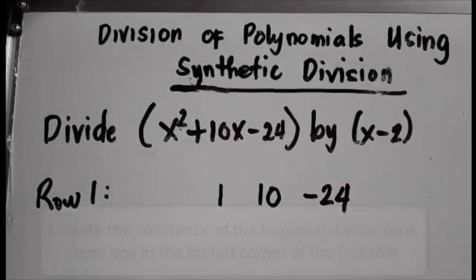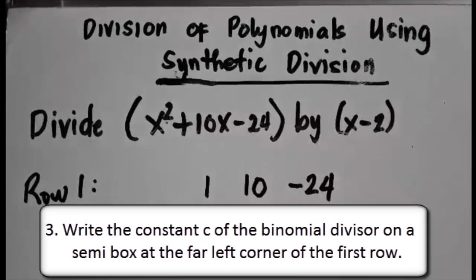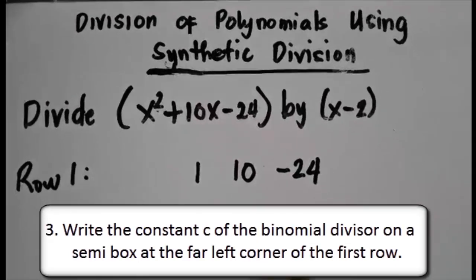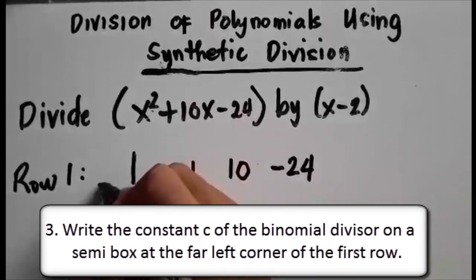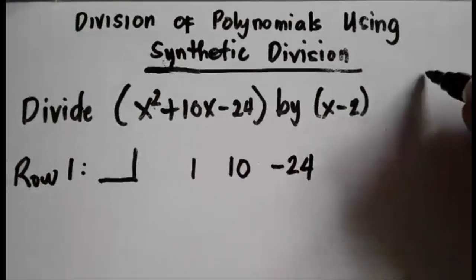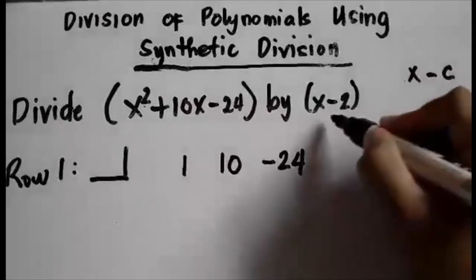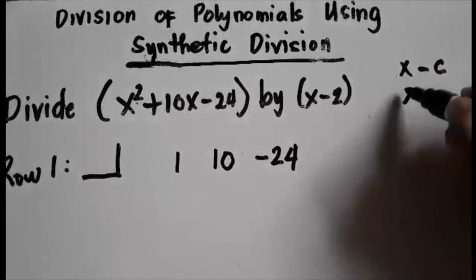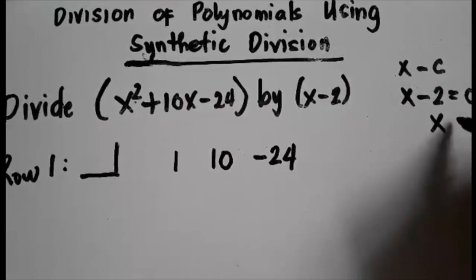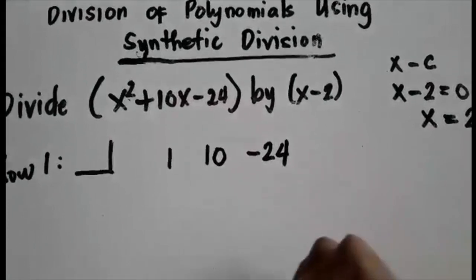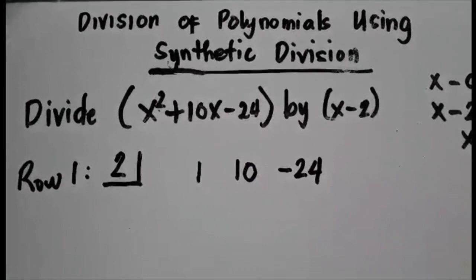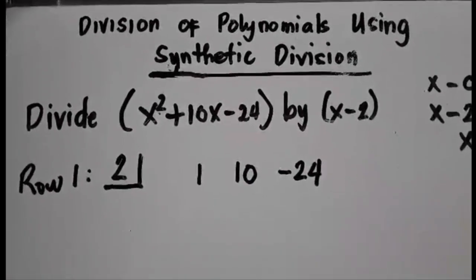Third step. So write the constant c of the binomial divisor in a semi-box at the far left corner of the first row. Dito raw po sa part na to, maglagay tayo ng semi-box. And kunin natin yung divisor. So to get c in x minus c, just equate our divisor. x minus 2 is equal to 0, and then solve for x, so x is equal to 2. So the divisor is equal to 2. Nakakasunod po ba?